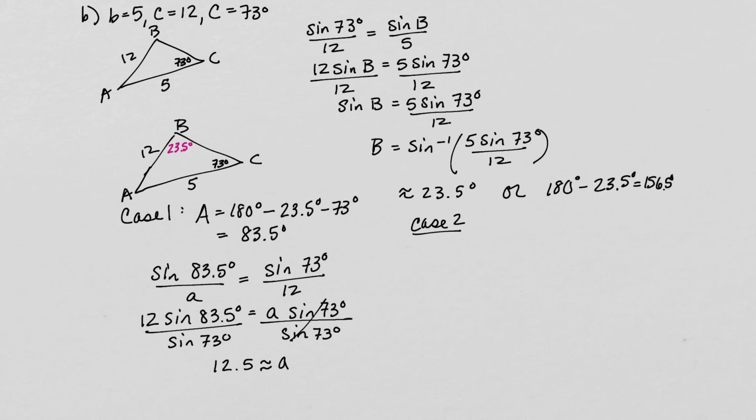And so case 2, same thing, A is this time going to be 180 degrees minus, this time B is 156.5 degrees, minus 73 degrees. And if you do that, A would need to be a negative 49.5 degrees. Now, we can't have a negative angle in a triangle, so in this case, there's no solution because there's no way for us to have that negative angle.